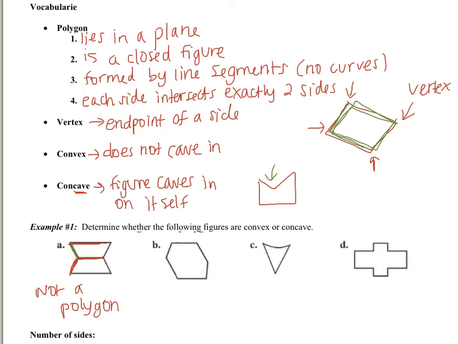Okay, B, lies in a plane, yes. Yes, it's a closed figure. Yes, it's formed by line segments. And yes, each side intersects exactly two sides. So yes, this is a polygon. Now we need to determine, is this convex or concave? Well, does it look like any of the vertices are caving in towards the middle? No, so it's not concave. So B is going to be convex. Okay, you take a minute right now, pause the video, try C and D on your own, please. When you are finished, come back and we'll go over it together.